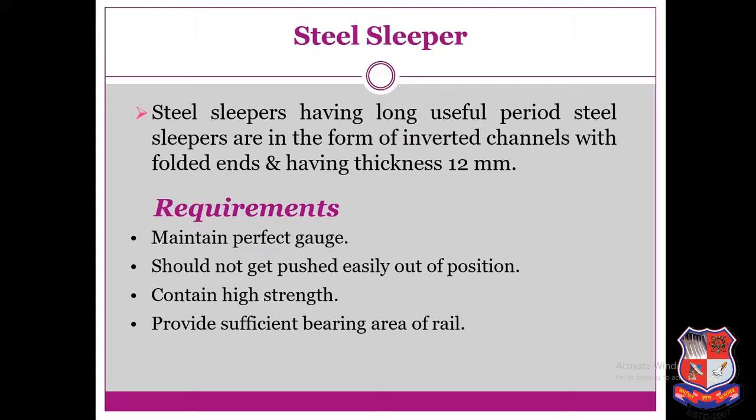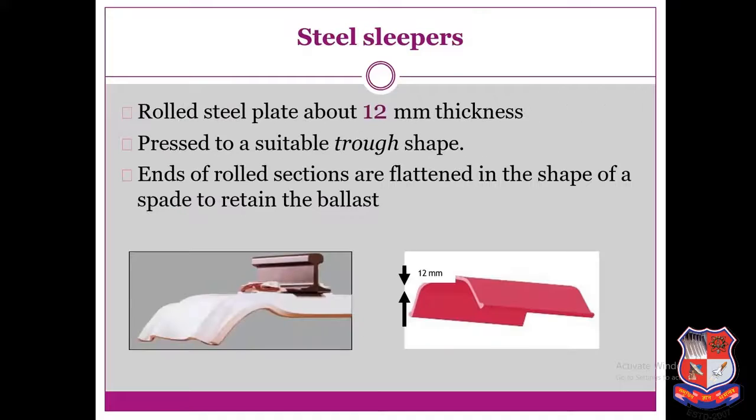The ends of the rolled section are flattened out in the shape of a spade, so it retains the ballast. Requirements: maintain perfect gauge, should not get pushed easily out of position, contain high strength, provide sufficient bearing area for the rail. Rolled steel plates about 12 mm thickness, pressed to suitable trough shape. Ends of the rolled section are flattened in the shape of a spade to retain the ballast.